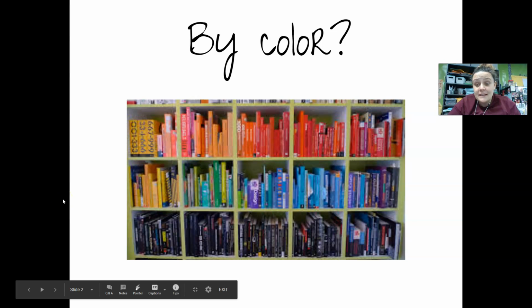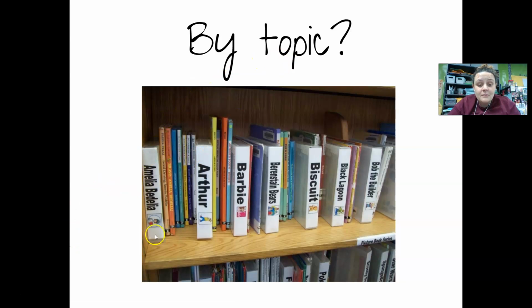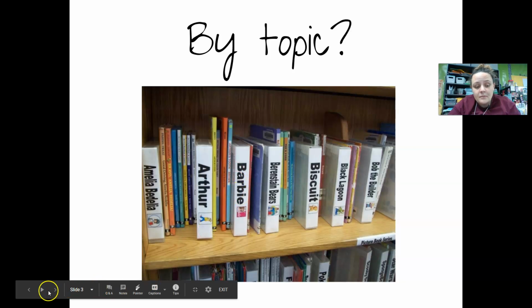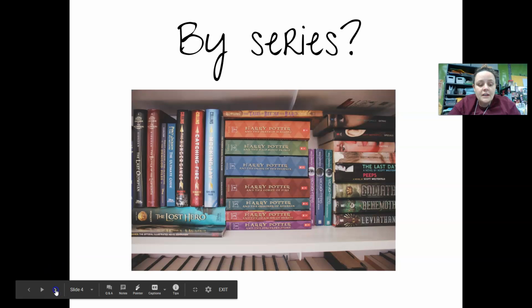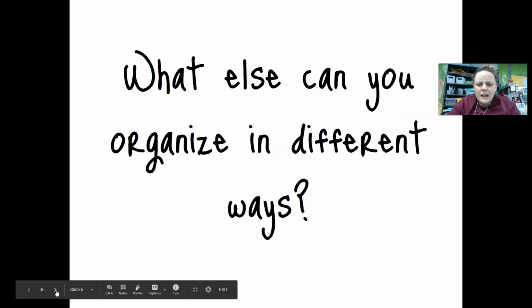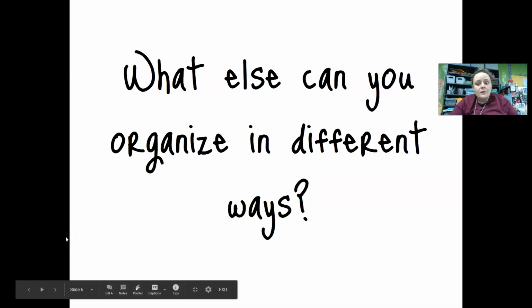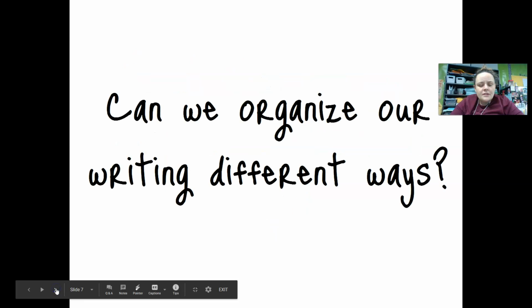You could organize it by color, which is what I do in my home. You could organize it by topic, which is what I do in my classroom, like Amelia Bedelia books, Biscuit, Barbie. Maybe you'd have a section about space or the ocean. Or you just put them in any old order. What else can you organize in different ways? Well, I organize my shoes, and I organize my dishes, and I organize my papers.